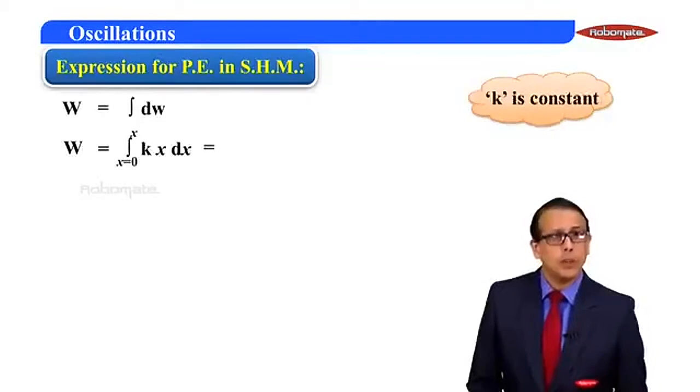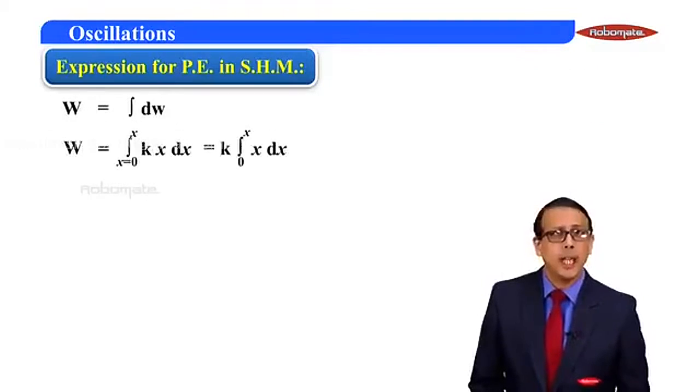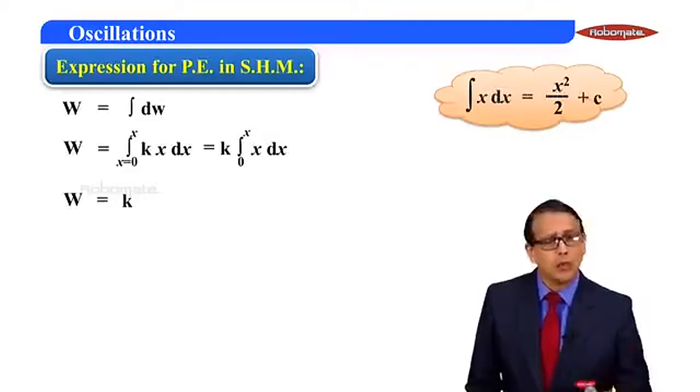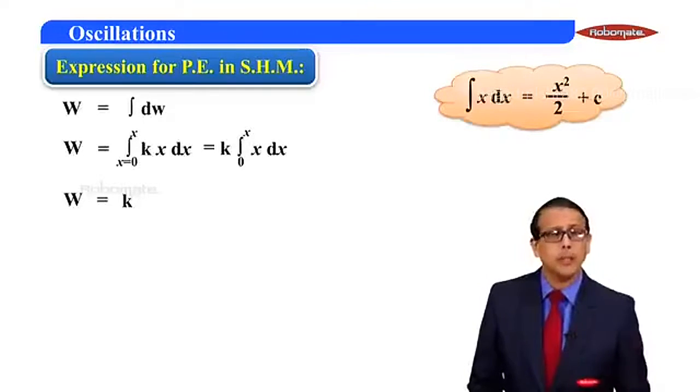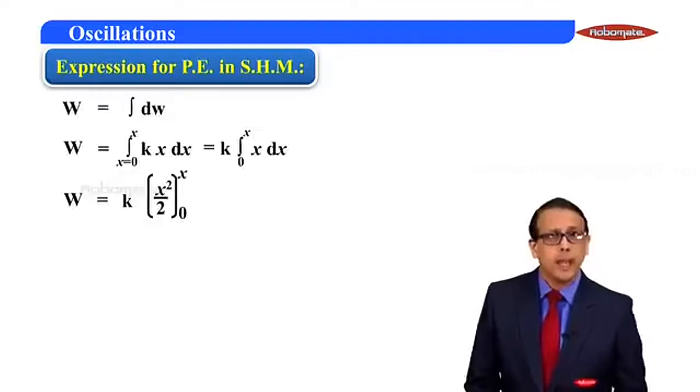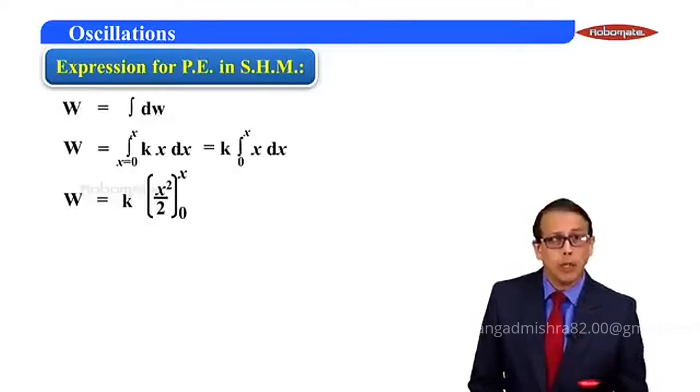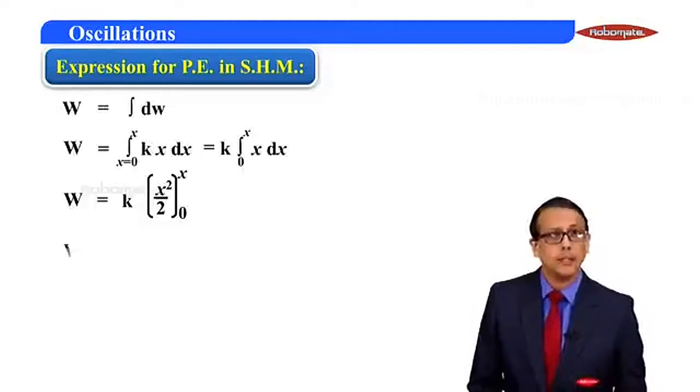Students, we know k is constant, and therefore k comes outside of the integral sign, and it becomes integral x dx from the limits 0 to x. As we know, integral x dx is x square by 2 plus c, so the next step becomes W equal to k x square by 2 from 0 to x. Students, here plus c will not come because we have limits of integration, and hence k x square by 2 with the limits 0 to x.